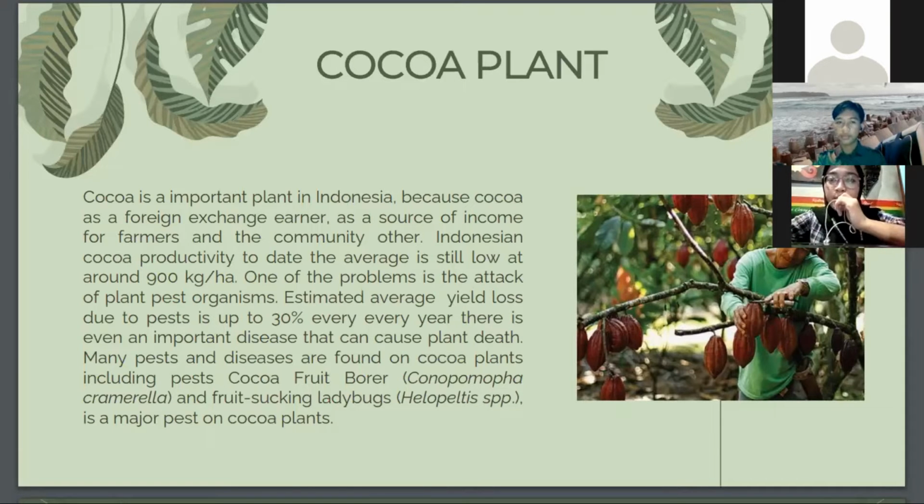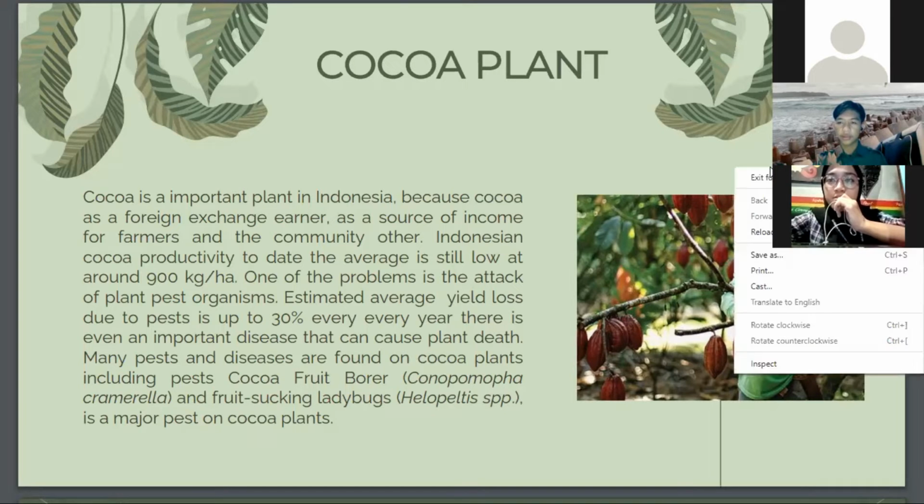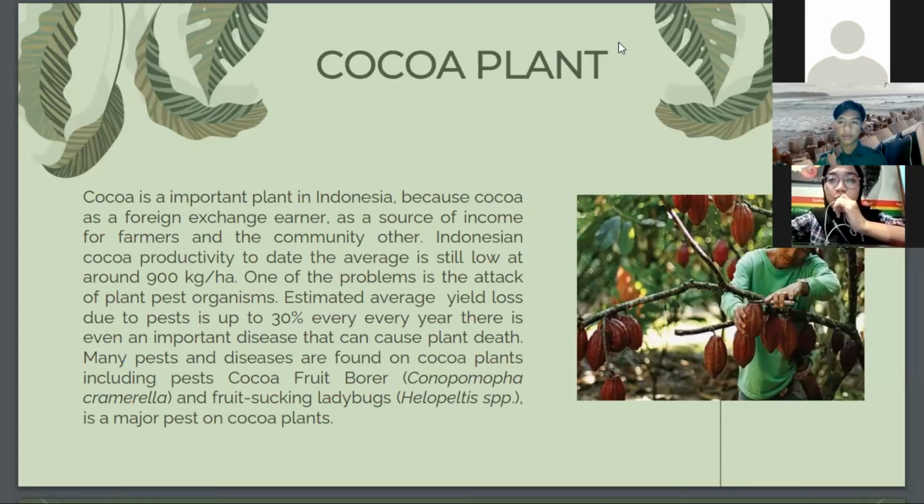Cocoa is an important plant in Indonesia because cocoa is a foreign exchange earner and a source of income for farmers and the community. Indonesian cocoa productivity to date is still low, at around 900 kilograms per hectare. One of the problems is the attack of plant pest organisms. The estimated average yield loss due to pests is up to 30% every year. There is even an important disease that can cause plant death.